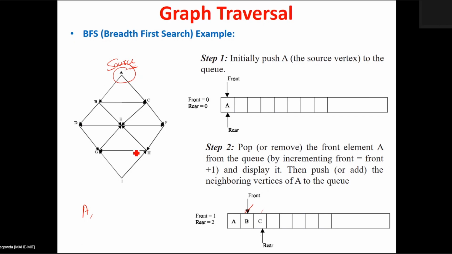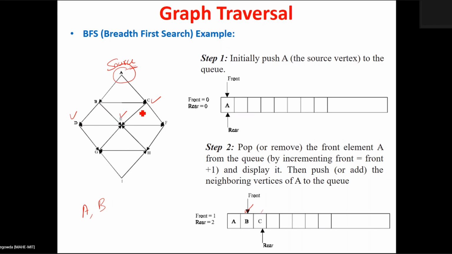In the next step, you take out the first element, the element pointed to by the front. That means take out B and display it. When it is displayed, it is understood that the node B is visited. Next, you find out the neighbors of B. The neighbors of B are D, E, and also C. So the neighbors of B must be pushed into the queue: D, E, C.